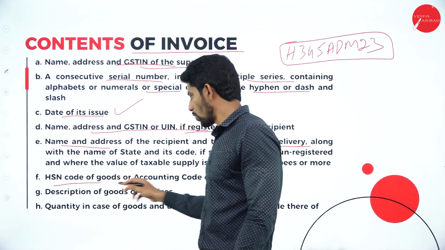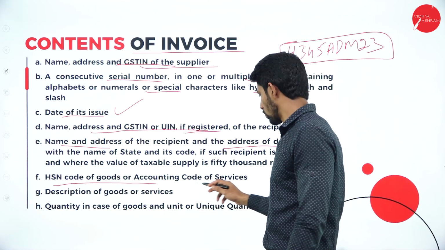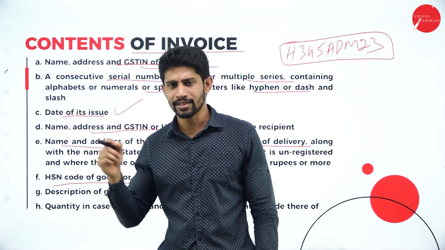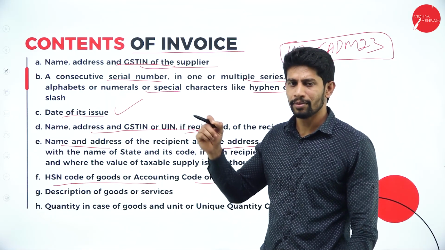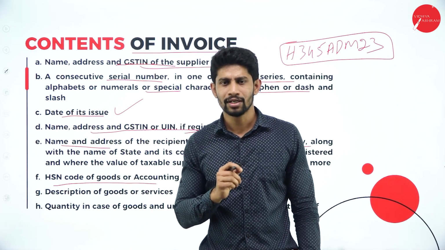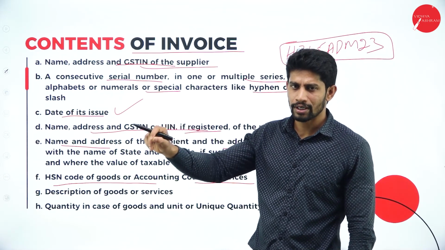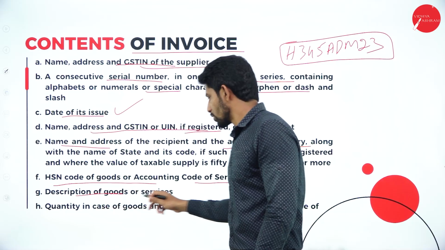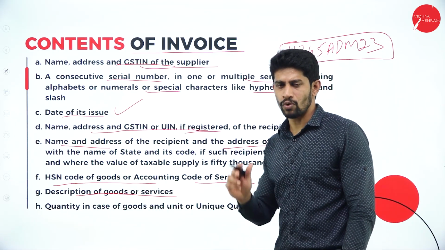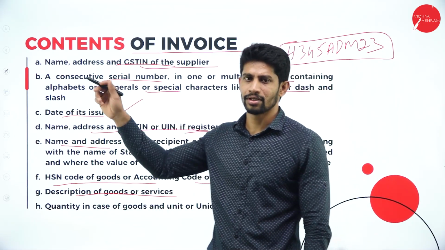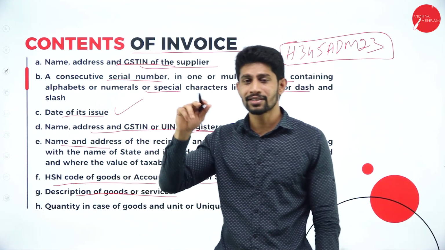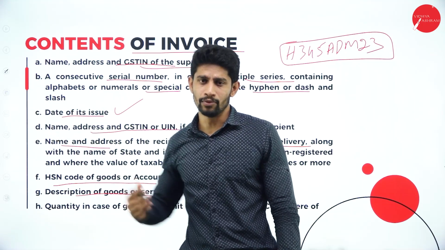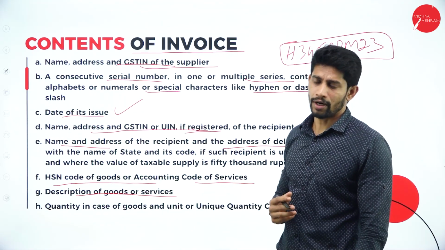Next, HSN code of the goods or accounting code of services. There is a unique code given for each and every product, the HSN code, and that HSN code will be mentioned. If you are purchasing a t-shirt, what is the code given to that particular t-shirt? That code will be mentioned in the receipt. And description of goods or services, that means what item you are purchasing. A round neck t-shirt you are purchasing, that is the description. Round neck t-shirt, then the HSN code, and then the amount of that particular product.